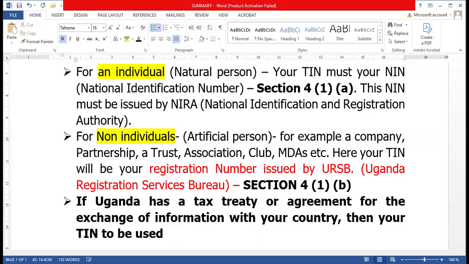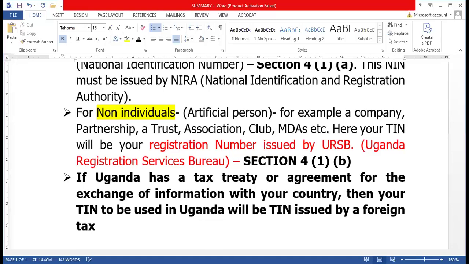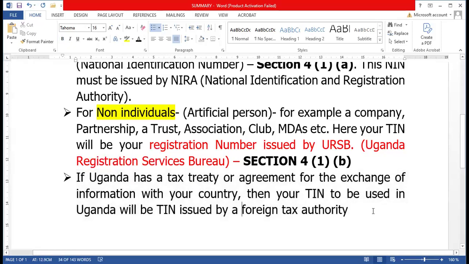Your TIN to be used in Uganda will be the TIN issued by your country, by a foreign tax authority, like your country. The TIN you use in your country.